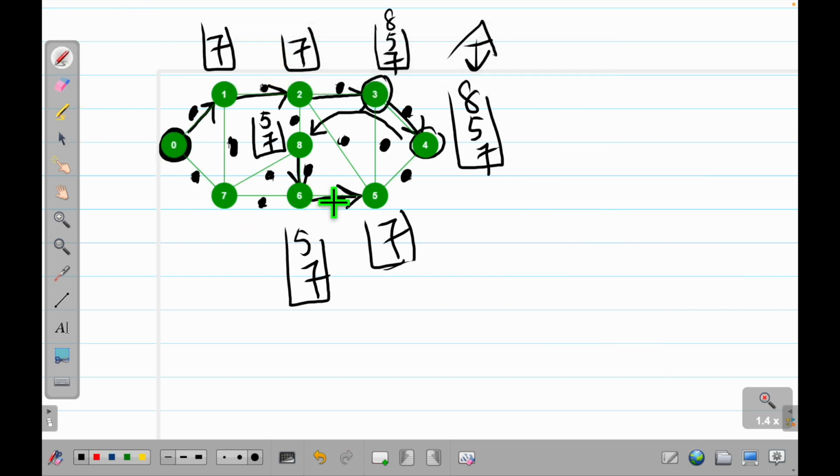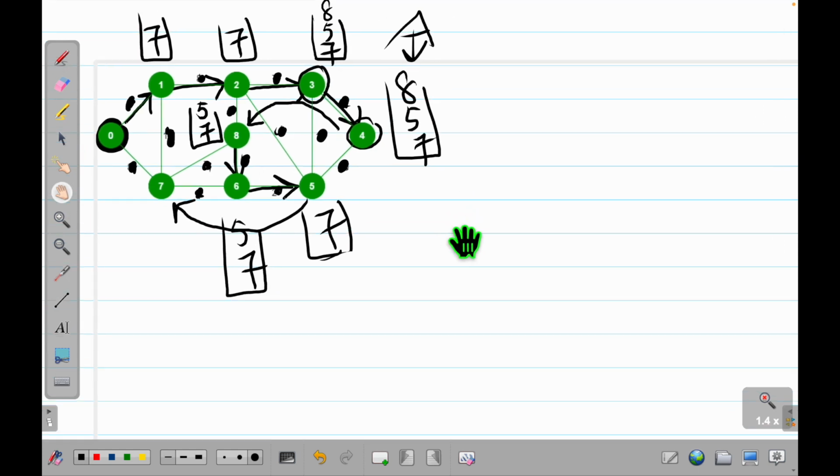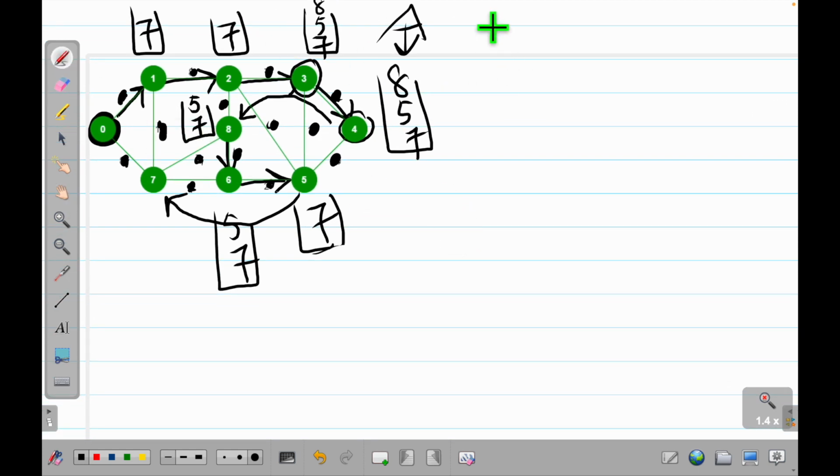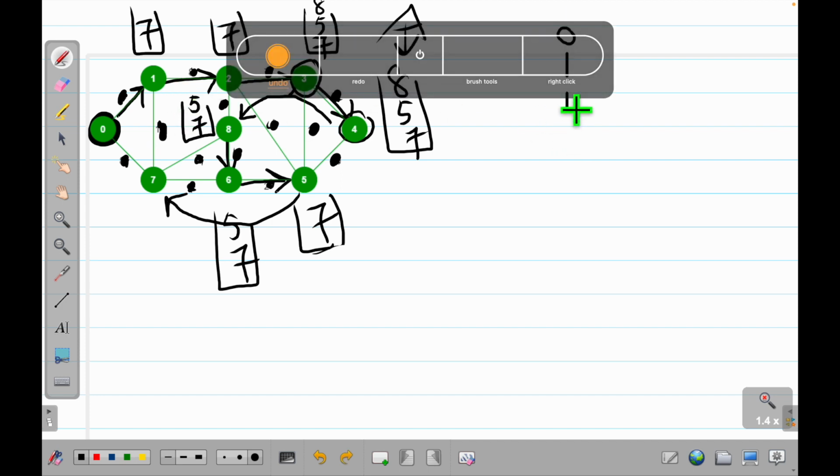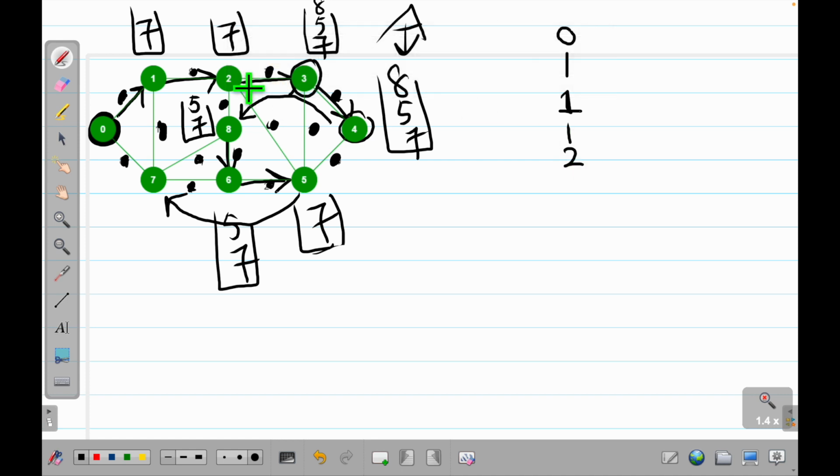Now, once we get the whole path, we can actually draw the corresponding tree, the DFS tree. So we start with 0, then we go to 1, then we go to 2, then 3, then 4, and then we go to 8, and then we go to 6 and 5 and 7. This looks like a chain, but if you look at the graph, 7 is connected to 0, so you can put the 7 here.